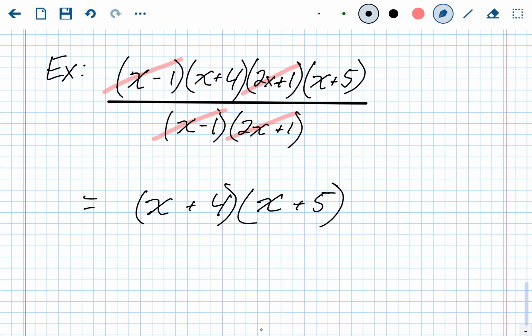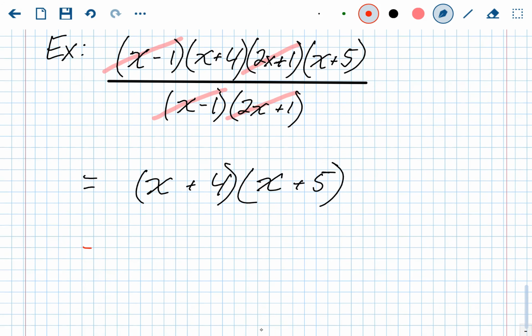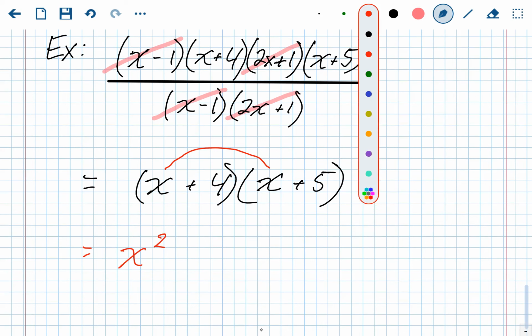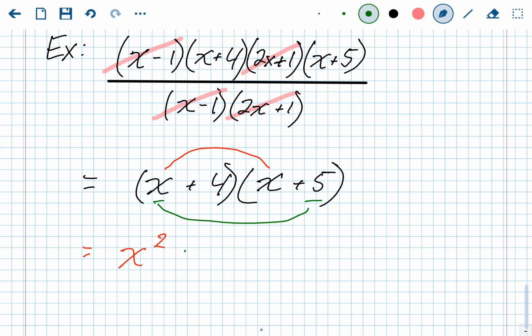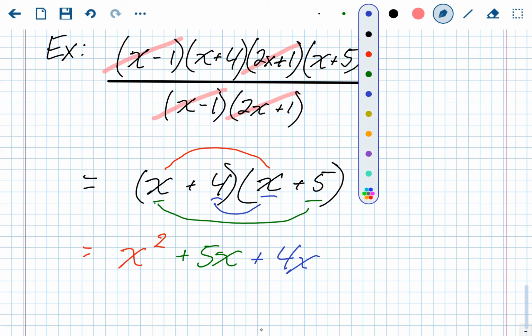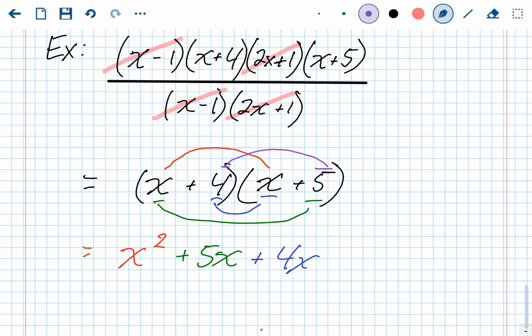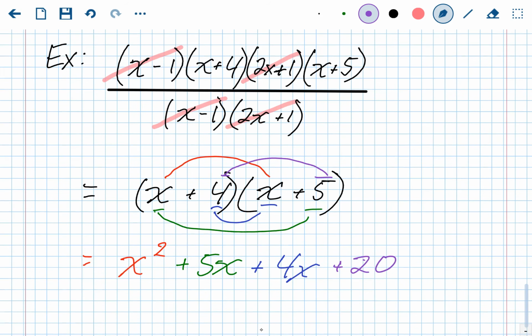We could go a little further on this because now what we have is a binomial times a binomial. So if you want to write it in simplified form, you could go ahead and FOIL this. First, outside, inside, last. So first, outside is x and 5, 5x. Quick review of FOIL. Inside, 4 times x is 4x. And then last, 4 times 5 is 20.